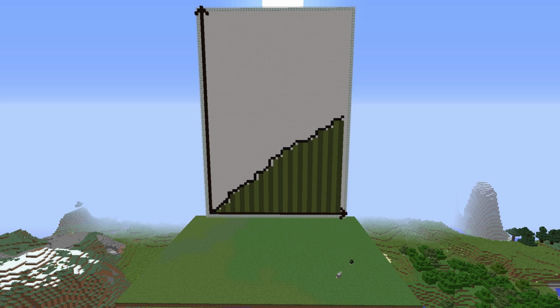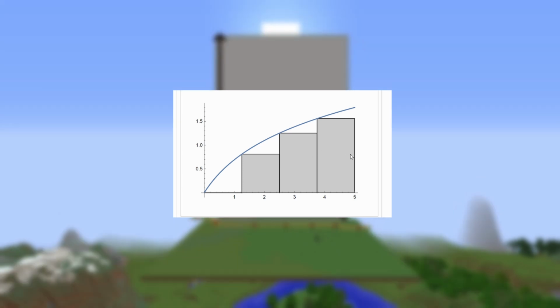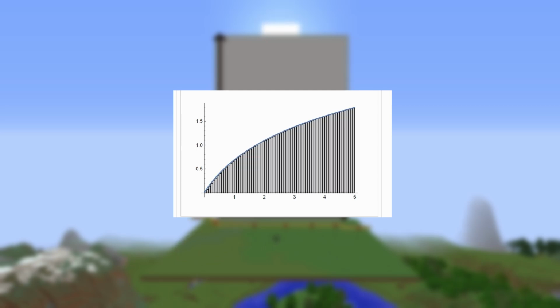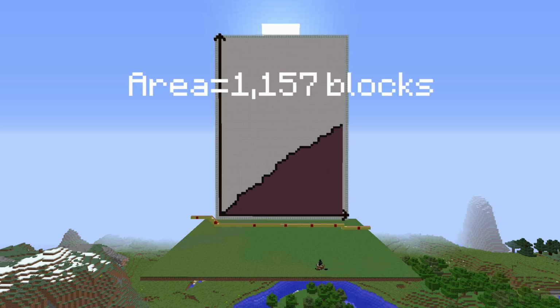Once mathematicians realized this, they came to the conclusion that if they were to make an infinite amount of rectangles, their estimation would turn into the real answer. Here is a demonstration that's not in Minecraft. You can see we start off with 3 different rectangles, and this is our starting estimation. And as we keep adding rectangles, our estimation gets better and better, until our estimation is almost perfect. So, if we kept adding rectangles infinitely, that means our estimation would be the perfect answer. Now, going back to Minecraft, our perfect answer was 1157 blocks.